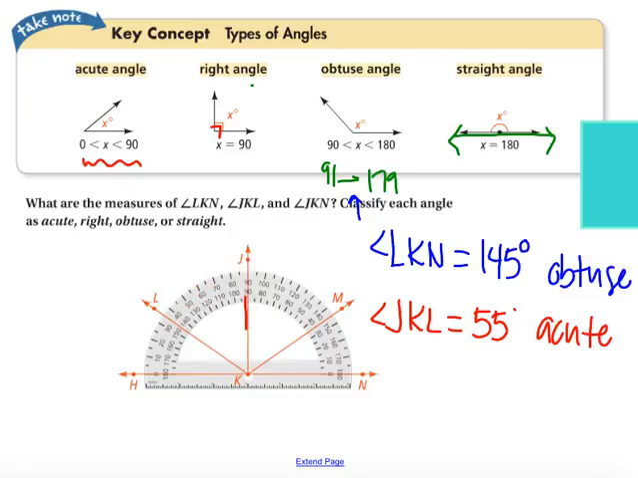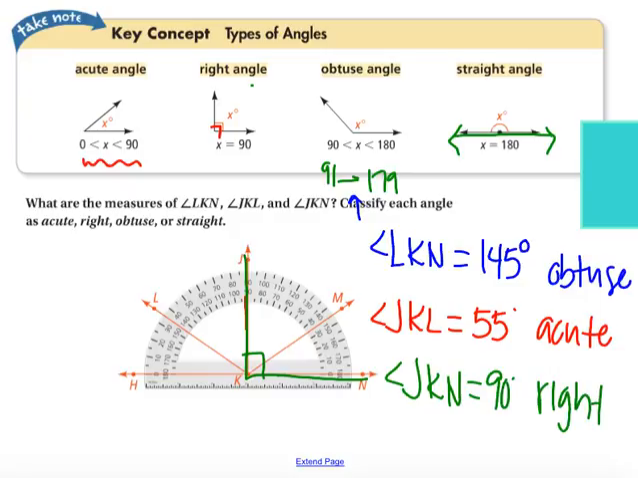Then our last one here, angle JKN. K to K, and then ends over here. Well, lucky us, we know that's a right angle because it goes straight to 90. So 90, which gives us the right angle.